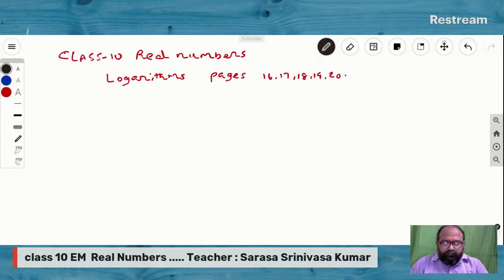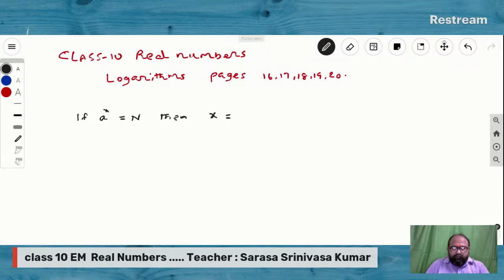Yesterday, we discussed the definition of logarithm. What is the definition of logarithm? If a power x equal to n, then x equal to log n base a. This is the definition of logarithm.